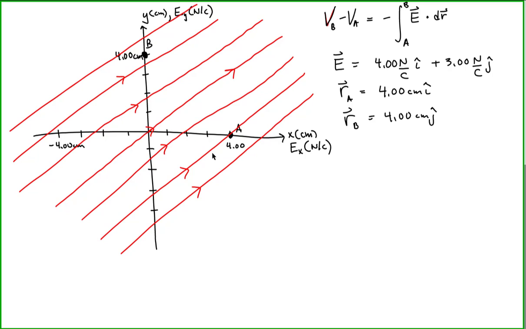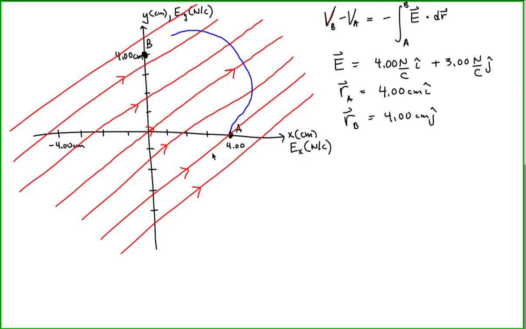Now the problem asks us to find the potential difference between points A and B. It doesn't tell us how we go from point A to B. A line integral, remember, is an integral of a vector field along a particular path. Think of the path as a path that you're traveling on or a path that you're walking on. We're trying to get from point A to point B, and we're not told how to get there. So we can take a number of different paths.